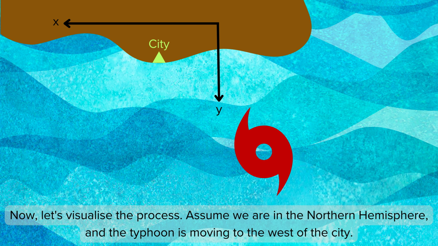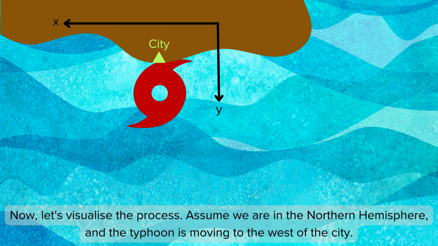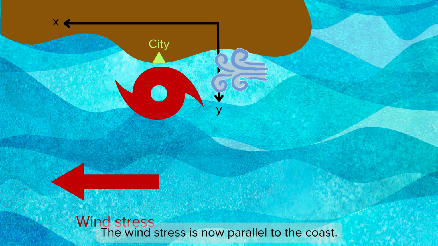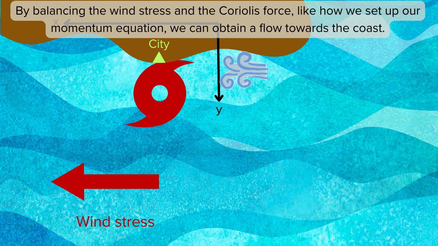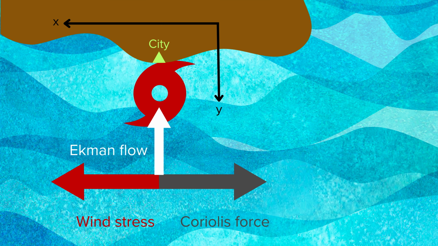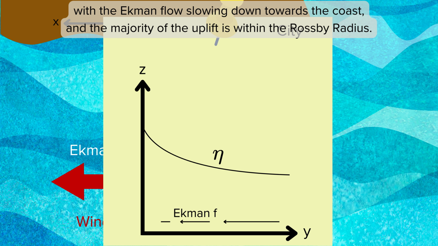Now, let's visualize the process. Assume we are in the northern hemisphere and the typhoon is moving to the west of the city. The wind stress is now parallel to the coast. By balancing the wind stress and the Coriolis force, like how we set up our momentum equation, we can obtain a flow towards the coast. Therefore, based on the sea level solution we obtained, we can expect a pattern like this, with the Ekman flow slowing down towards the coast and the majority of the uplift within the Rossby radius.